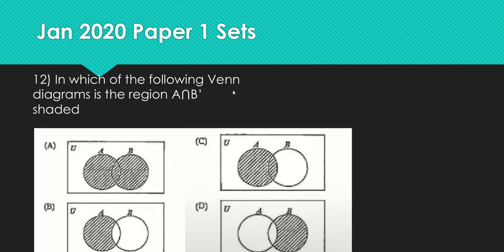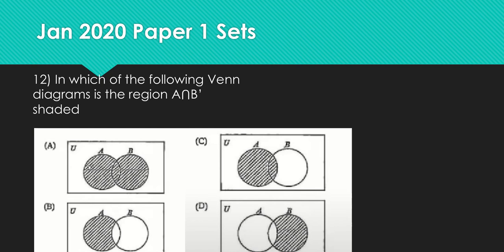Right, which of the following Venn diagrams has the region A intersect B complement shaded? This means A only. As we did the one before, when you say A intersect B complement, the answer here would be B, which means this here. So B is the answer here.